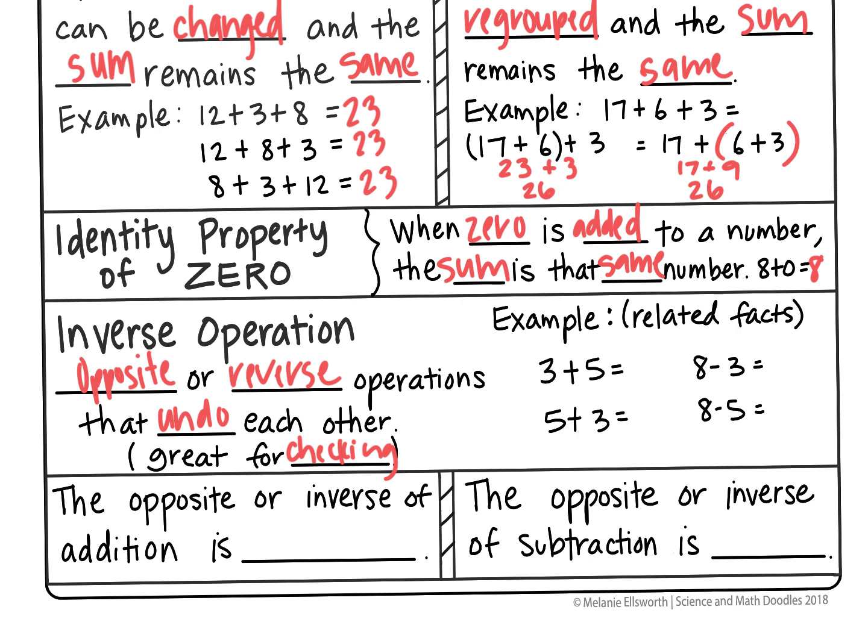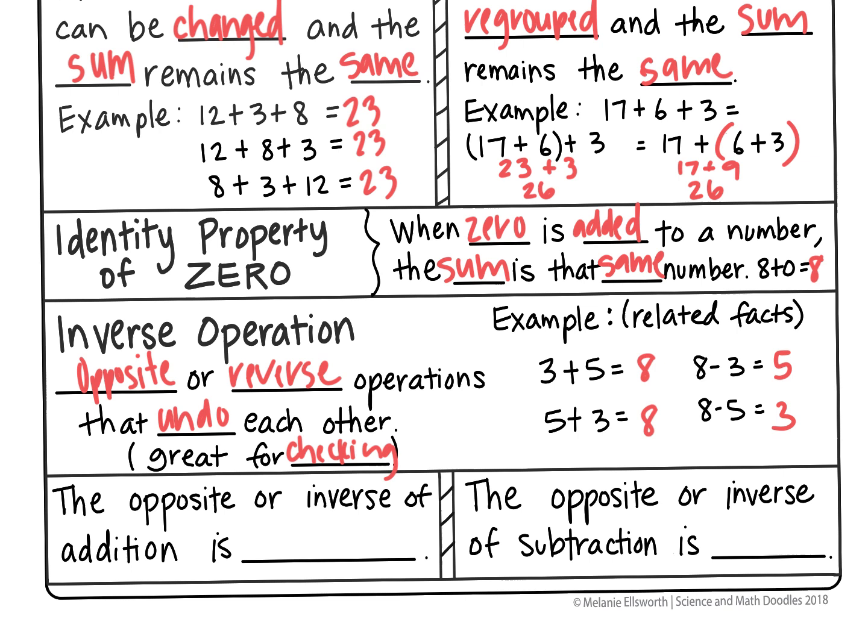So if I do 3 plus 5, I get 8. To check my answer, I could take 8, subtract one of the add-ins, 3, and I end up with the other add-in, 5, so I know I did it right. Those are called inverse operations. 3 plus 5 and 8 minus 3. Those are inverse operations. Same thing here. 5 plus 3 is 8. 8 minus the other add-in, 5, equals 3. They're like fact families. Okay?